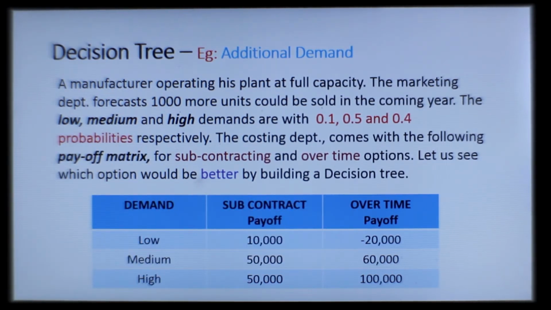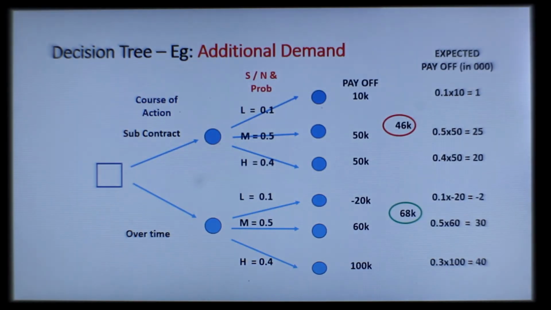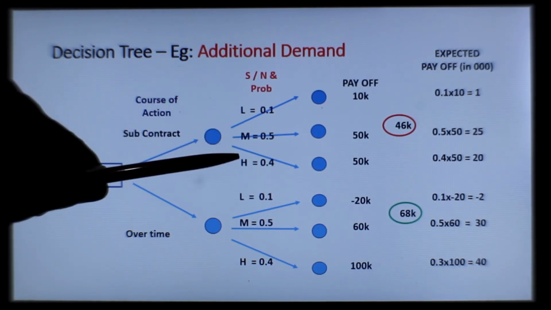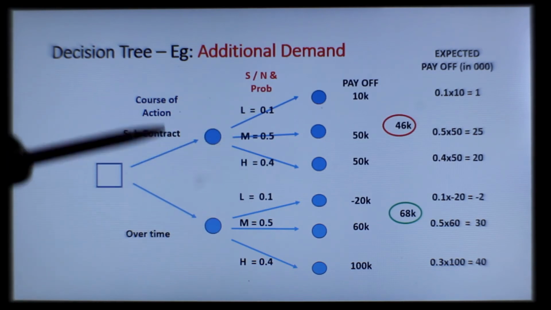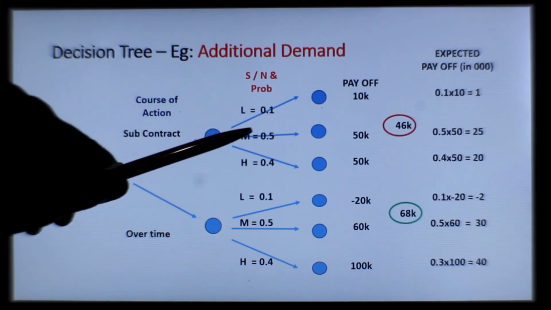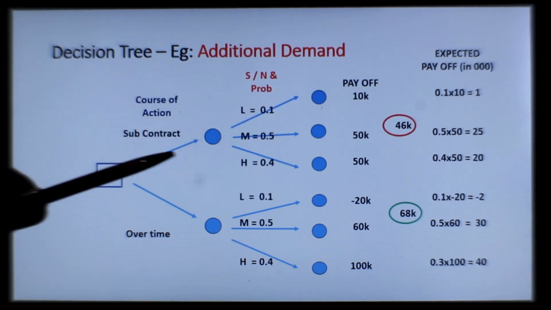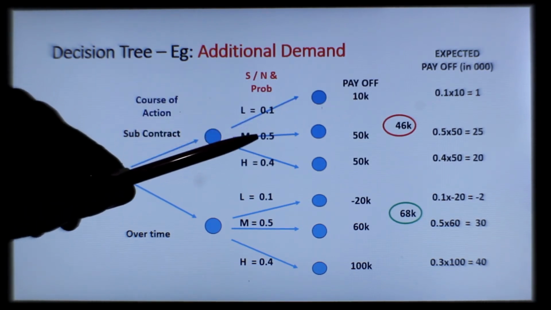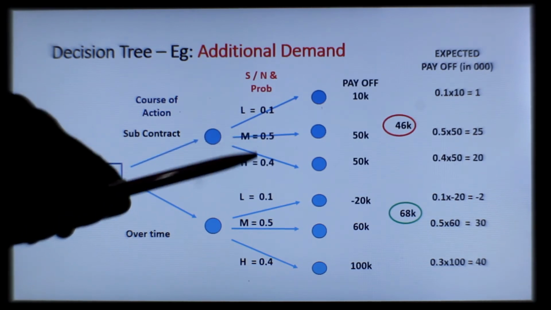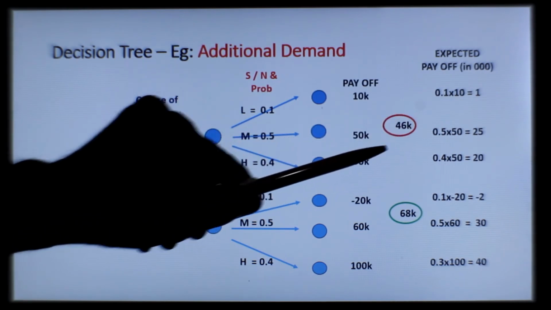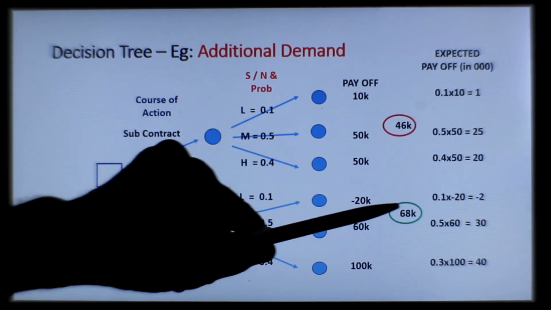Now when you convert this into decision tree, this is how it looks like. So the course of action subcontract or overtime, the state of nature with the probabilities low, medium and high are shown here on both the situations. Now this is the payoff. Now let us look at how the payoff is in case of subcontract: the payoff of 10k multiplied by 0.1, which is the probability, and similarly for medium and high. So you get a net payoff or expected payoff as 46k. Similarly, when you work it out for overtime, it is 68k.